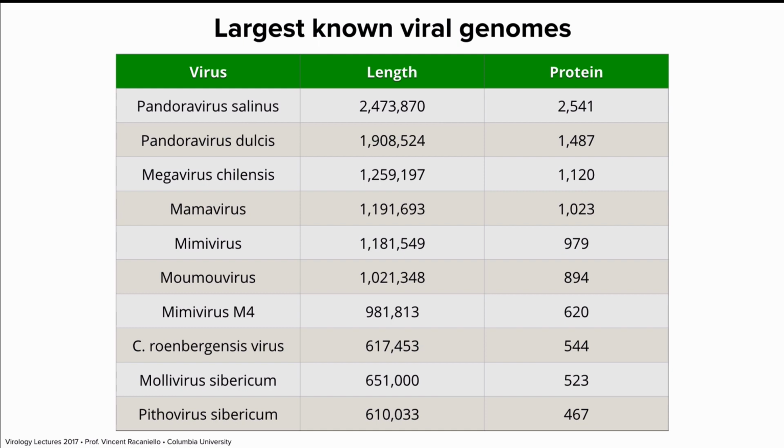These are the largest known viral genomes as of today. The biggest one so far is a virus called Pandoravirus salinus, and it's 2.4 million bases of double-stranded DNA. This is huge, absolutely huge. When this was discovered, the biggest viral DNAs were way less than 600,000, probably about 250,000 bases in length. So this is huge. And this encodes for 2,500 proteins.